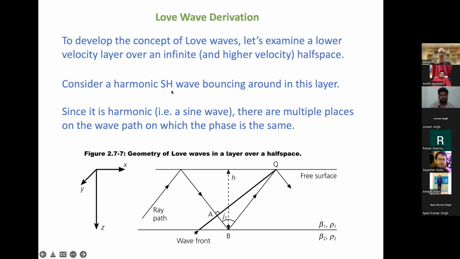And we'll consider a harmonic SH wave. So rather than a P and SV wave, we'll think about an SH wave bouncing around in this layer. Since it's harmonic, which means it's a sine wave, there are multiple places on the wave path in which the phase is the same. So for instance, if this ray path bounces around in this layer, the wavefront can have the same phase at A as it has at Q.